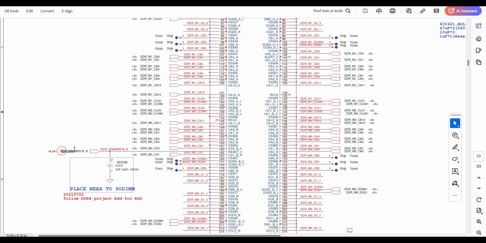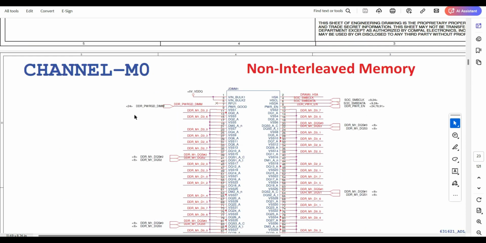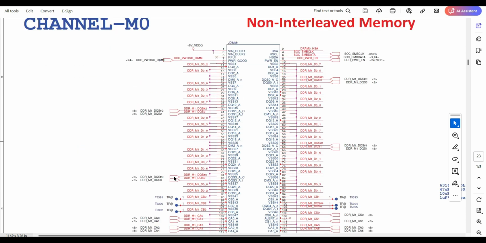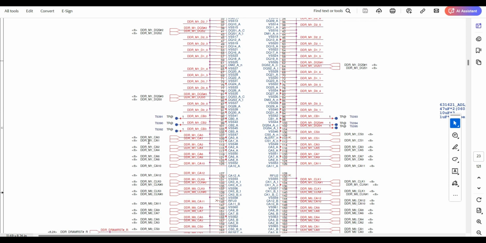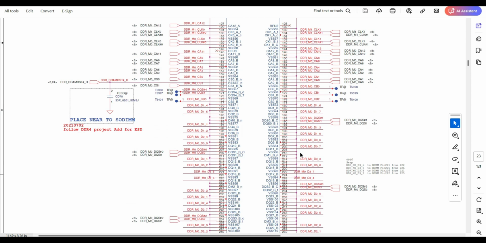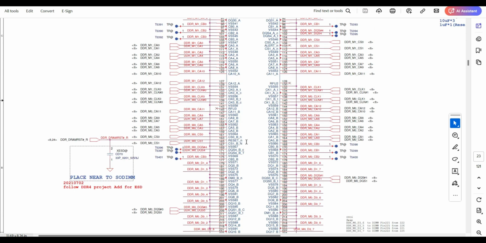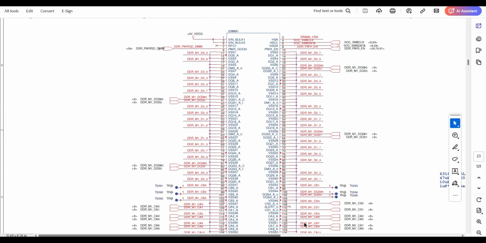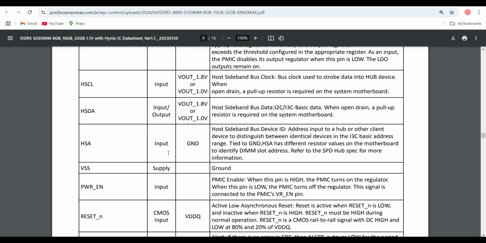This is DDR DRAM RST. It's a pull up from 1.1 volts VDDQ. And here the power enable and power good are from 3 volts always. So 3 volts always, 5 volts, 1.8 volts and 1.1 volts. Here is the 1.1 volts. Data and clock will be 1.8 volts or sometimes 1 volt. That's clear.